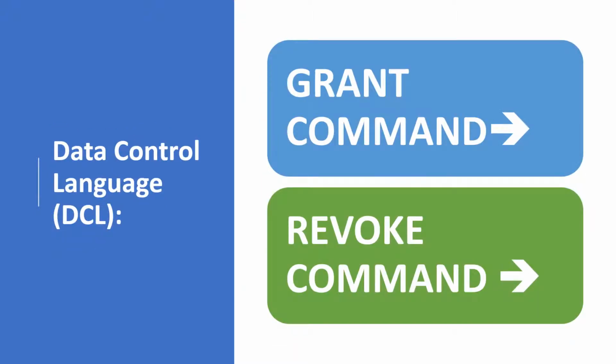Data Control Language, or DCL, are commands used to implement security on database objects like tables, views, stored procedures, etc. In this category, we have grant and revoke commands. The grant command is used to give permission to a specific user on a specific database object like a table, view, etc. The revoke command is used to take the permission away from a specific user on a specific database object like a table, view, etc.